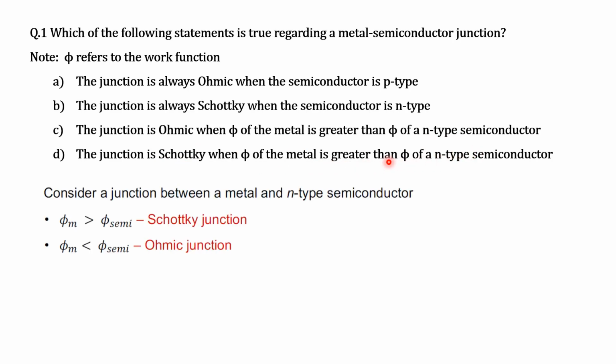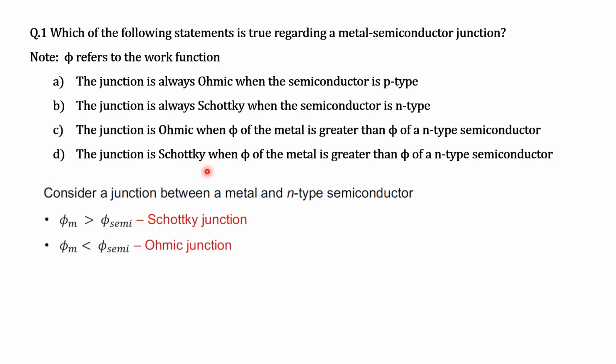In case of a metal and an n-type semiconductor, when is a Schottky junction formed? A Schottky junction will be formed when phi of the metal is greater than phi of the semiconductor, and an ohmic junction will be formed when phi of the metal is less than phi of the semiconductor. Therefore, here what would be the answer? Phi of the metal greater than phi of the n-type semiconductor would mean that the junction is Schottky. Therefore, D will be the answer.